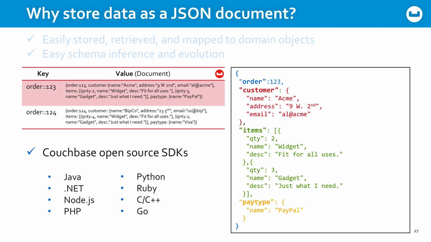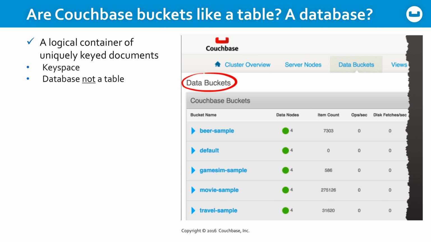Couchbase, of course, offers open source SDKs for virtually every major programming environment, making it very easy to work with JSON documents. So we keep mentioning this idea of a data bucket. So is a bucket like a table, or is it like a database? What is it? Well, a bucket in Couchbase is a logical container of uniquely keyed documents. It's a key space. So it's more like a database than a table.